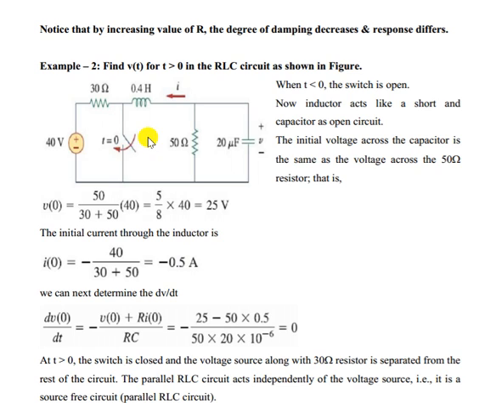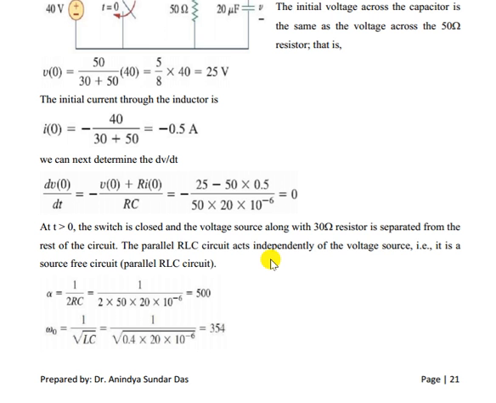Now when the switch is open, what will happen? This part will not be there. We will have RLC connected in parallel. So we can find out dv0 by dt, that is minus v0 plus Ri0 by RC. That value comes as 0. Okay.